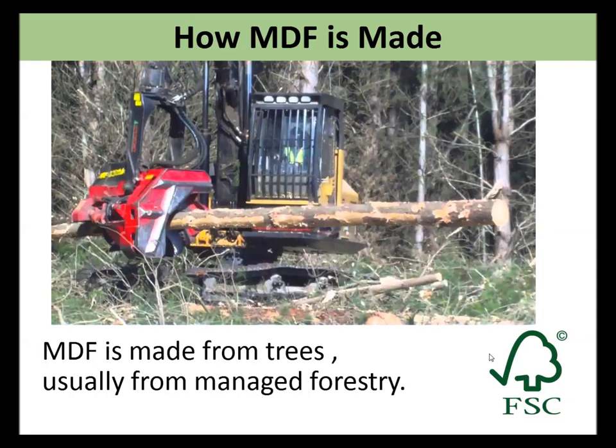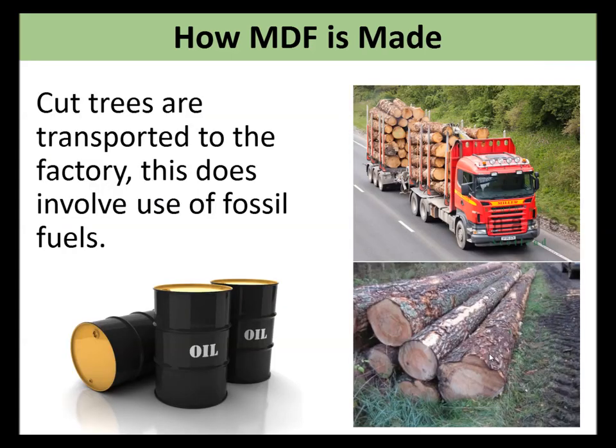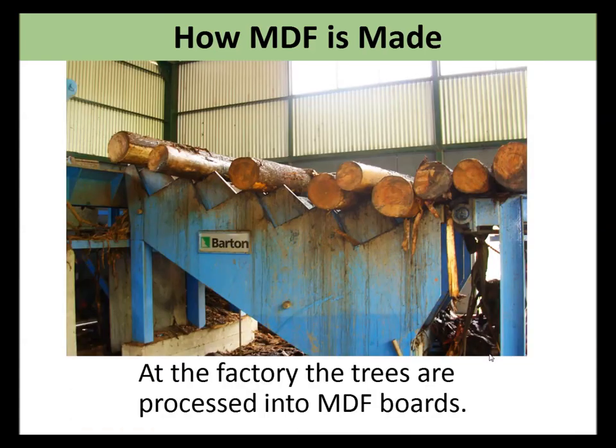So how is MDF made? It's made from trees, usually from managed forestry, which means it's a sustainable material. The trees are then transported to the factory, but this does generally involve the use of fossil fuels. So there you can see a lorry transporting the logs to the factory to be processed into MDF. At the factory, the trees are processed into MDF boards. You can see logs there that have been cut, moving on a conveyor into the processing.